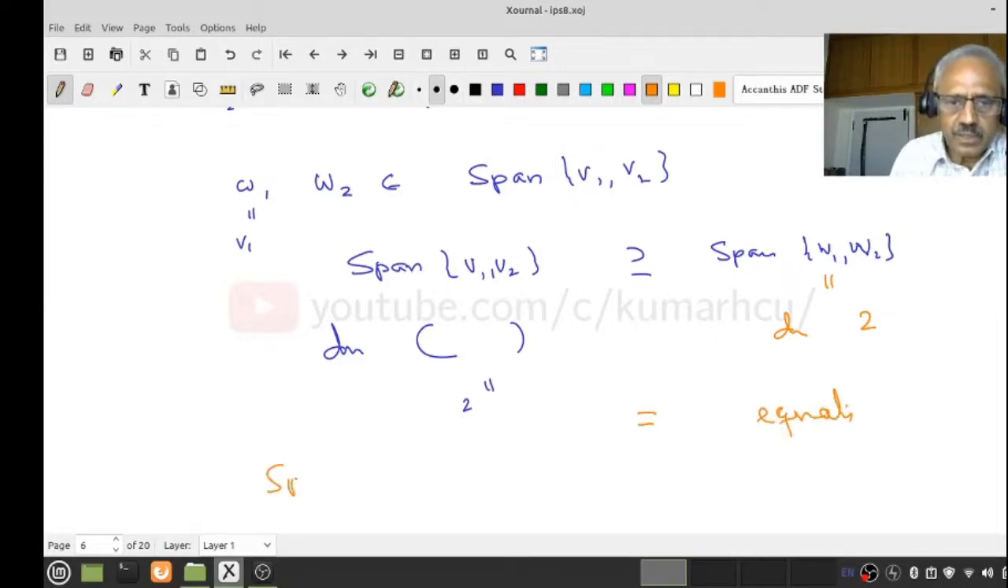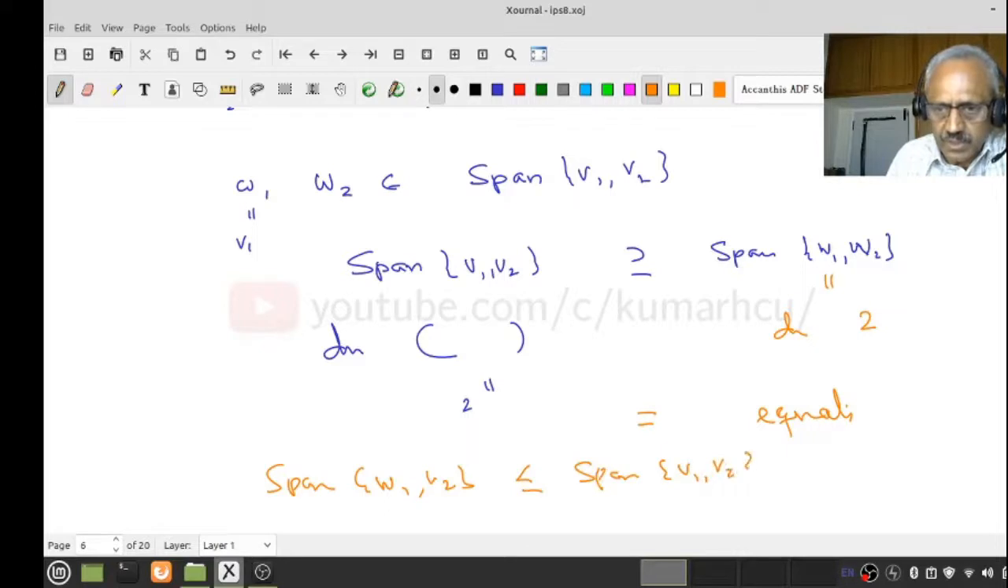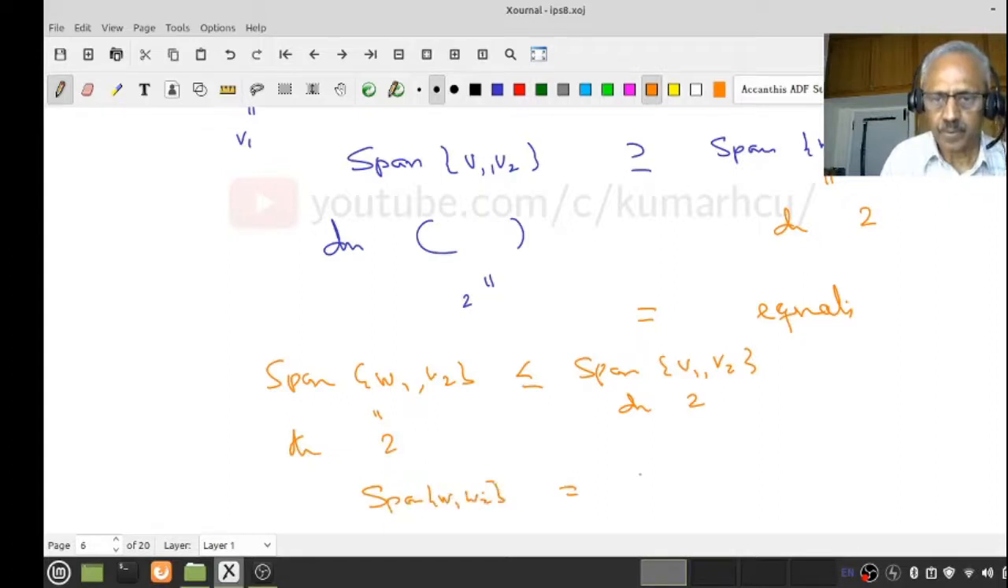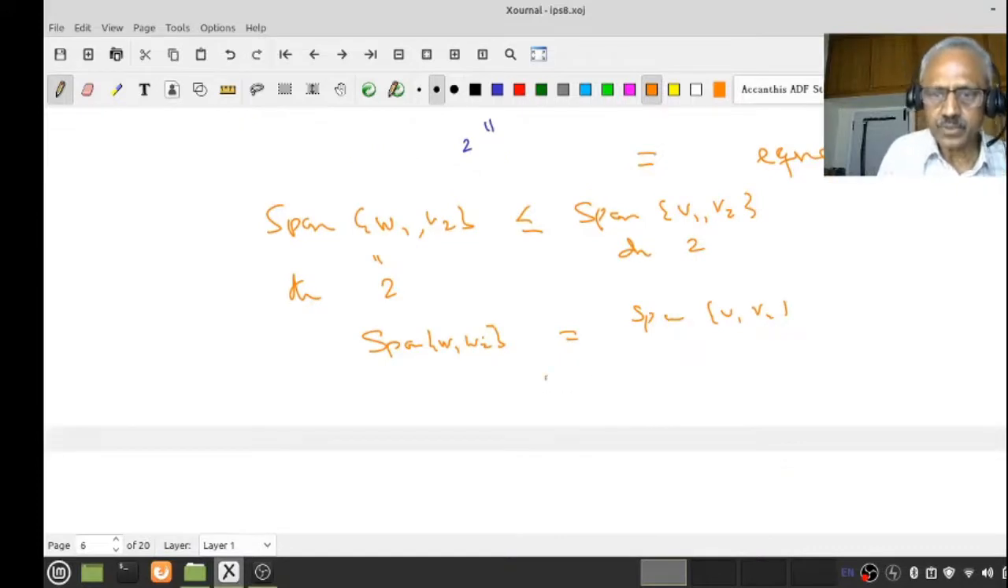You understand that? The span of w1, w2 is a vector subspace of the span of v1, v2. Since v1, v2 is linearly independent, this dimension is 2, and since w1, w2 are non-zero and orthogonal to each other, we had already seen any orthogonal set consisting of non-zero vectors is linearly independent. Therefore, this dimension is also 2. Therefore, these two are equal. Okay, pause, review, proceed.